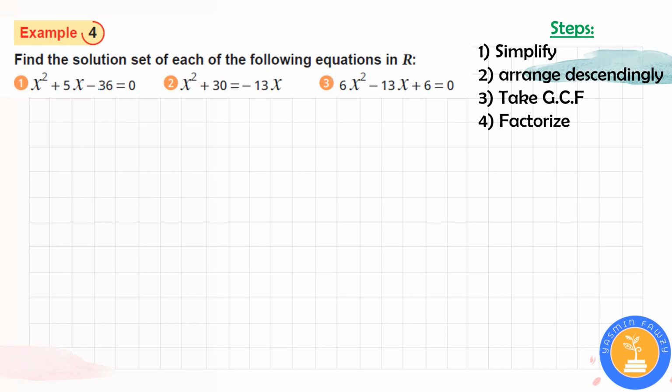Okay, I will take only one problem of these. Let's take any one. Okay, number 1. Once again, find the solution set of each of the following equations. Well, actually, I will solve number 2. I think it has no more steps. Okay, is it simplified enough?